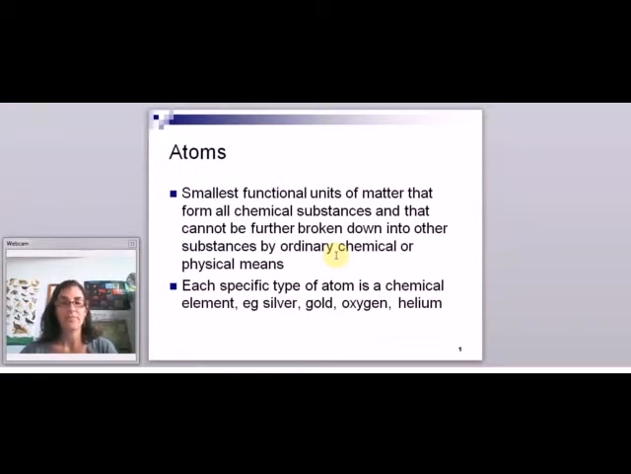You also probably think of atoms sort of interchangeably with elements. Silver's an element, gold's an element, oxygen's an element. These are all examples of elements. I can take gold and break it down into gold atoms. So that's kind of the relationship there.